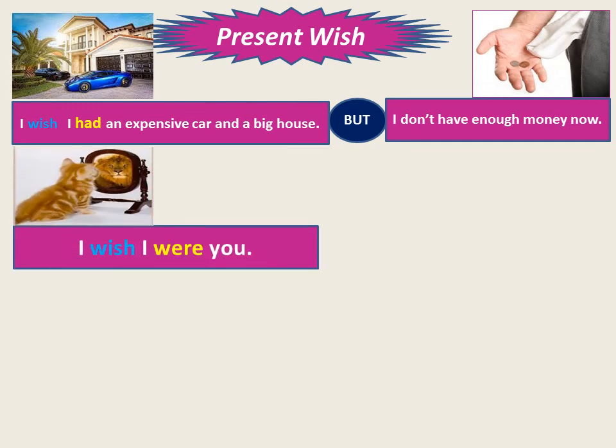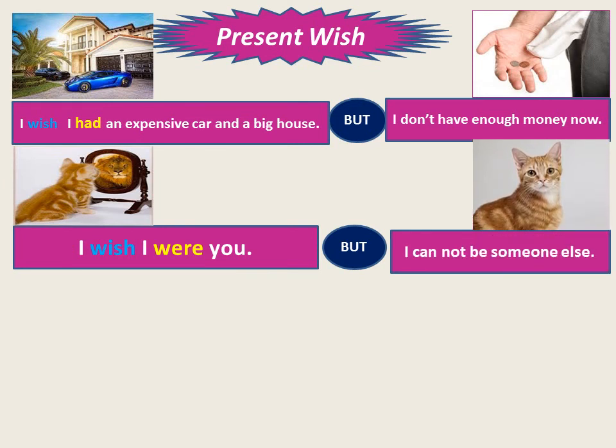Example number 2. I wish I were you. So this cat wants to be a lion. But is it possible? Of course not. I cannot be someone else. It is a cat and it's always a cat.